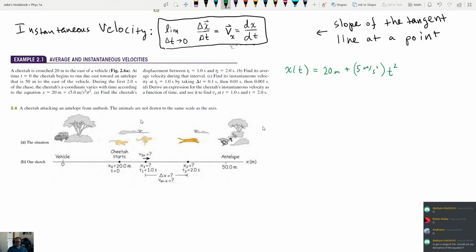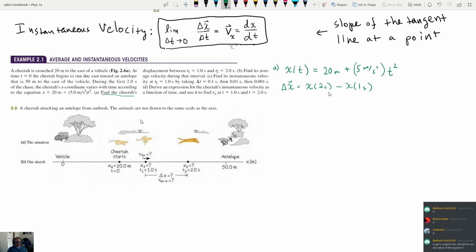That's the equation we're going to be using throughout the problem. Okay, part A. Find the cheetah's displacement between t1 equal to 1 second and t2 equal to 2 seconds. So we're looking for displacement, right? And since we're going from 1 second to 2 seconds, what we're going to need is the x-coordinate at 2 seconds minus the x-coordinate at 1 second.